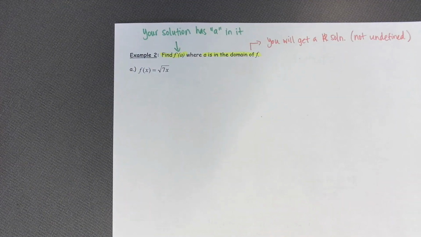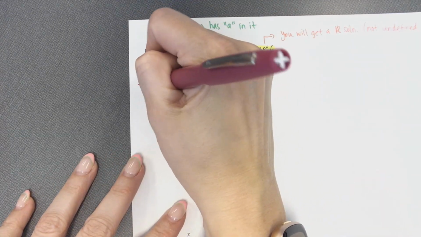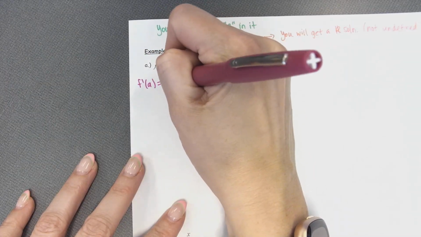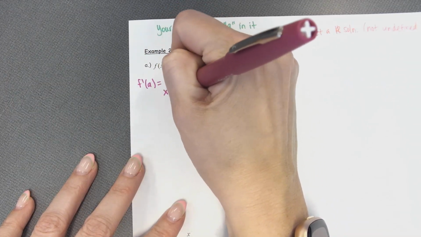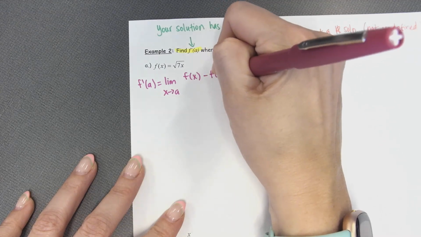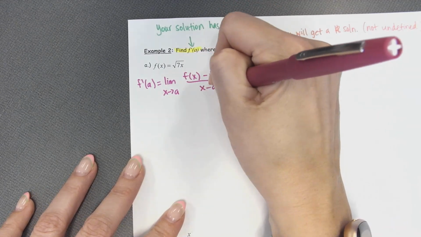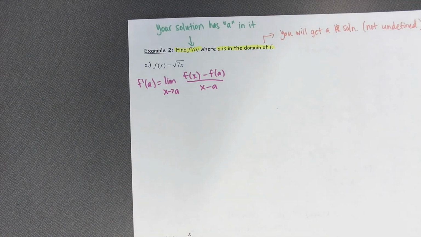Okay, so if you are finding the derivative at a, we are going to use the limit as x approaches a. So the derivative of f at a is equal to the limit as x goes to a of f of x minus f of a over x minus a.